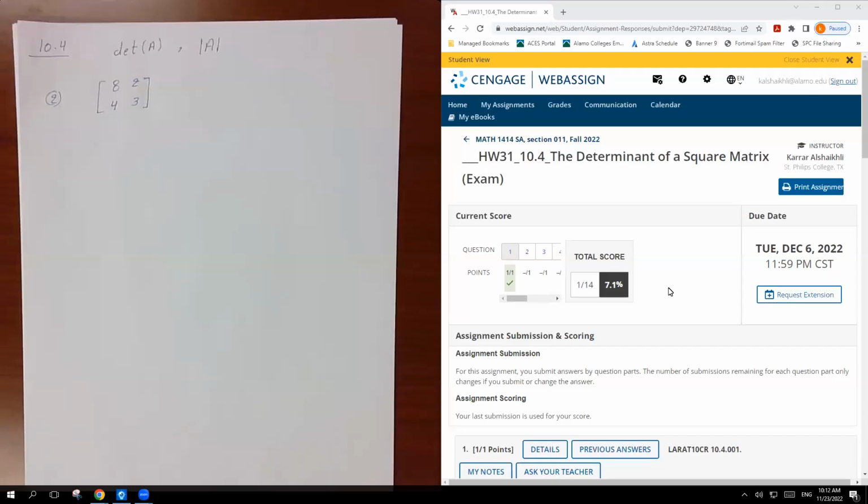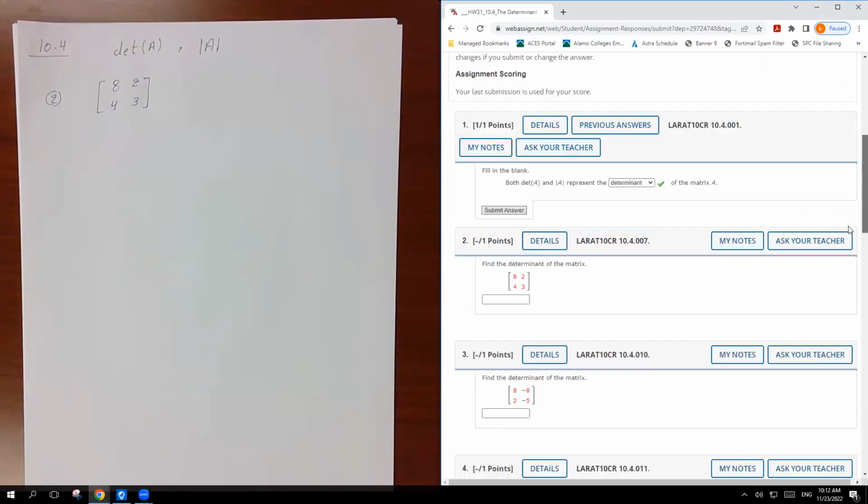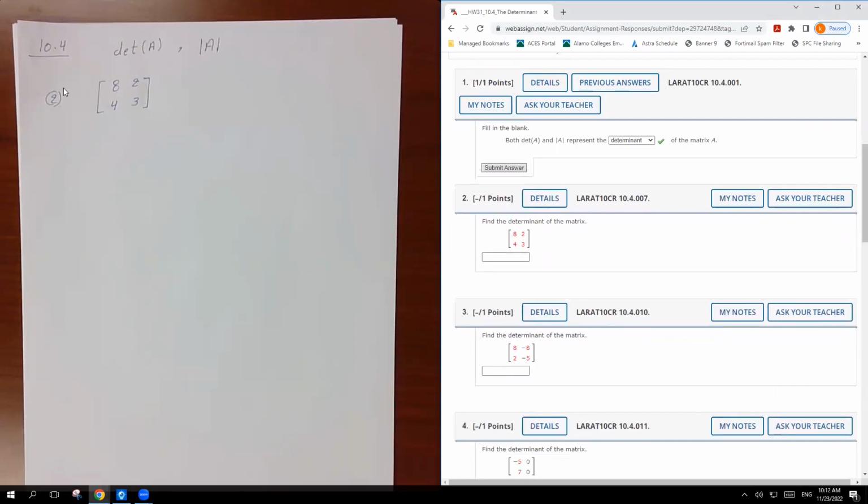Section 10.4, the determinant of the square matrix. So that's how to represent the determinant of the square matrix. If you have the determinant of the matrix A, or these two lines, that means go ahead, find the determinant for the matrix A. So let's start with example 2.